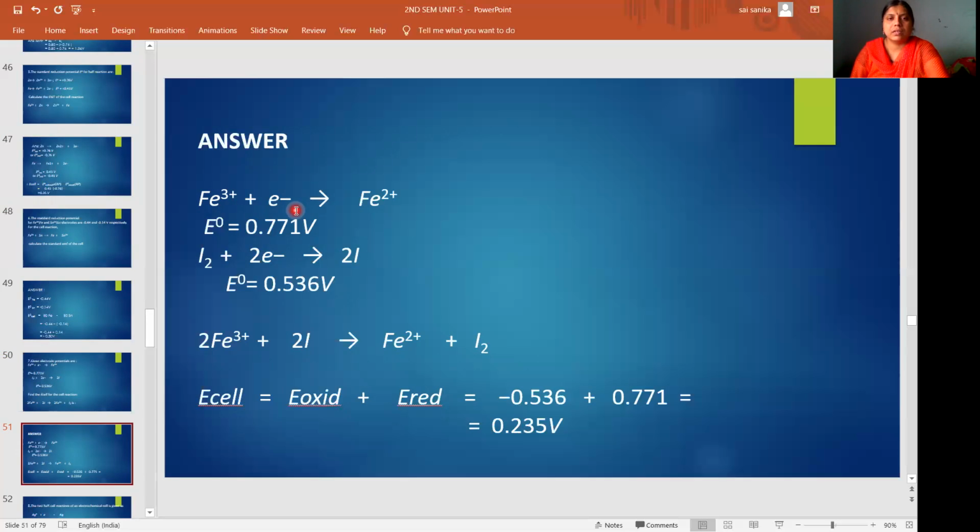Like this also you can write the formula. So here minus E oxidation, minus 0.536 plus 0.771. So here what is the answer? 0.235 volts. Like this also you can find out the E cell.